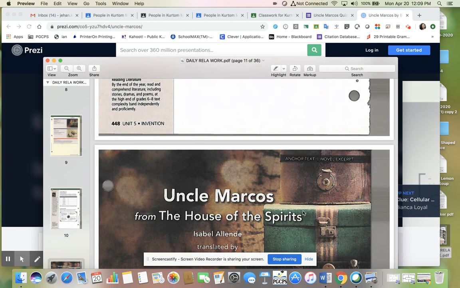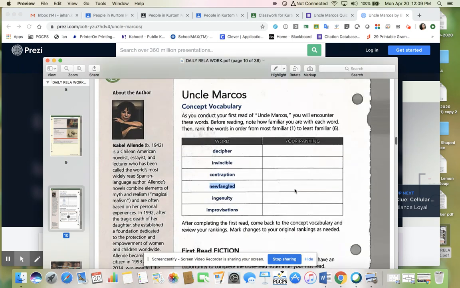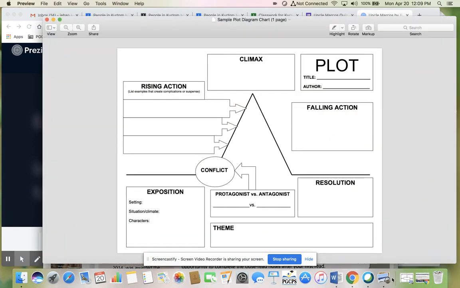So we were talking about Uncle Marcos from the House of Spirits, okay? The author, you need to pay attention because this is going to be a question on your quiz, is Isabel Allende, okay? So let's go ahead and get started. We talked about the plot today. This is the plot that we have been using since the beginning of the year in our classroom. This is the plot chart that we took notes on and that we pasted into our journal. I understand that most of you do not have your journals because they are still left in class, and that's okay. I will repost this for you to Google Classroom, okay?